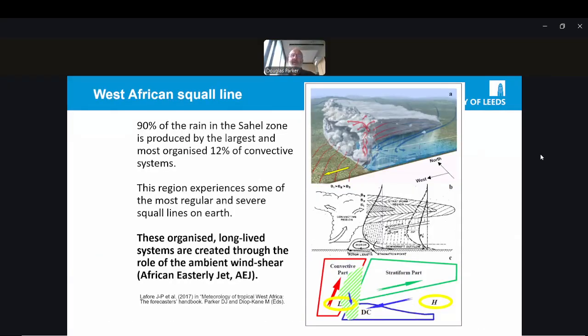So now zooming down the scales, what does that meteorology mean in West Africa on the local scale? Well, everybody gets interested in West African squall lines. These are really dominant in the Sahel zone, so the band just to the south of the Sahara. And they do produce 90% of the rainfall in that zone. As you move south towards the Guinea coast, then maybe there's a larger contribution of rain from slower moving weather systems. But certainly these squall lines, fast moving systems, are extremely important. And they're very dramatic. They're some of the most severe squall lines on the planet.